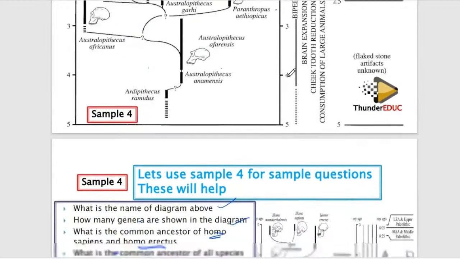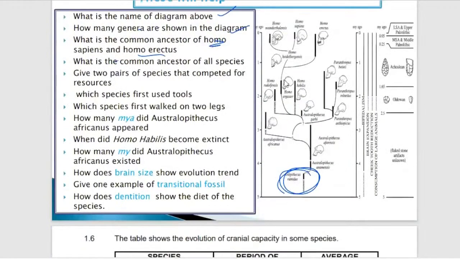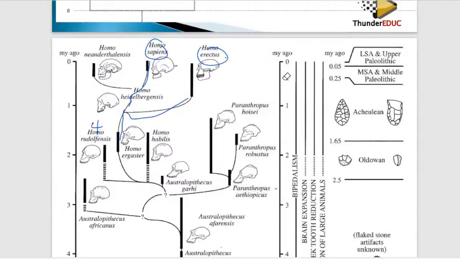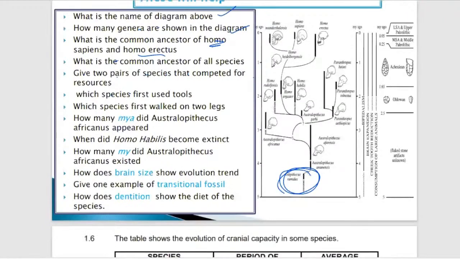Then the next one is they're asking you to give two pairs of species that competed for resources. When they say two pairs of species that competed for resources, they're talking about two species which lived at the same time. For example, you just choose. If I draw a line here, I will see that these species existed at the same time. So you just look at the species which existed at the same time. Then they're asking you to name two species that competed.